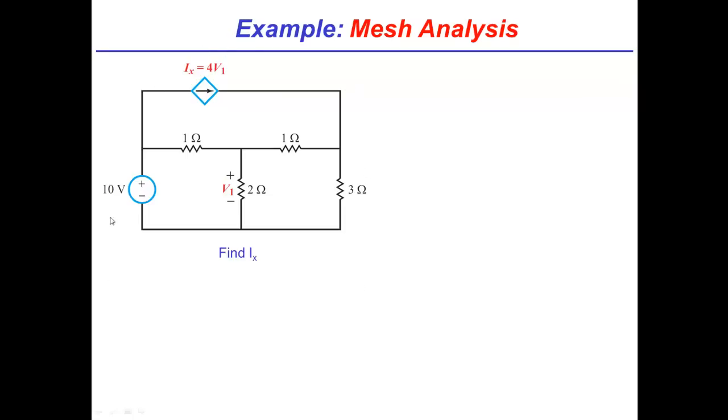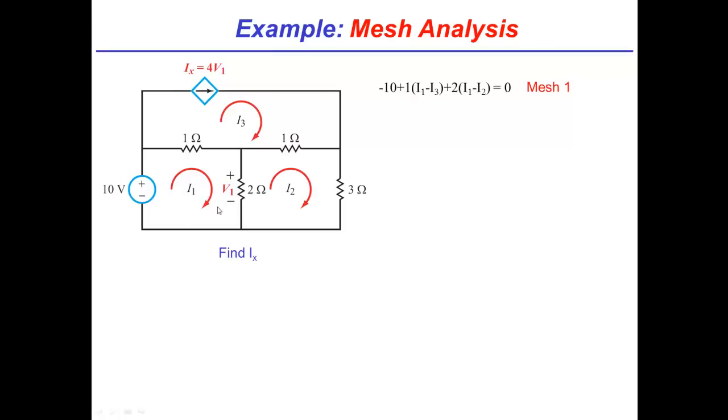Okay? So here I'm giving you a circuit, and I want you to find Ix. Now this circuit's a little more difficult because we've added in a dependent current source. Specifically, this is a voltage-controlled current source. So we're going to work on this one together. And we've got 3 loops, so I will define 3 mesh currents, I1, I2, and I3.